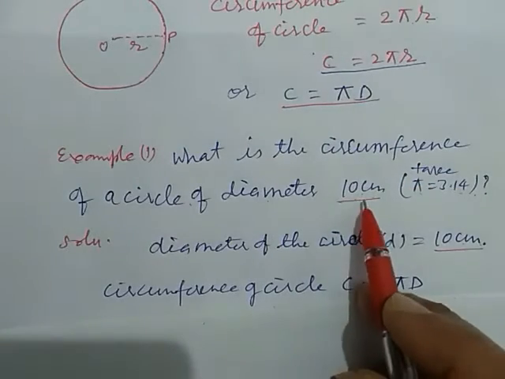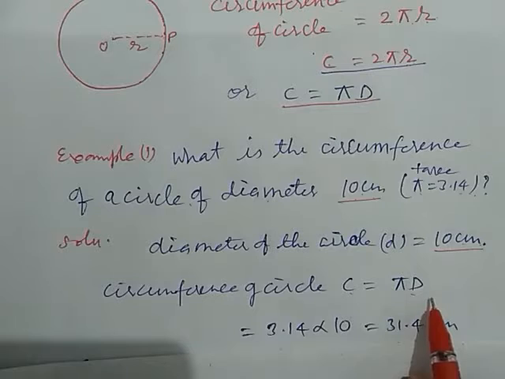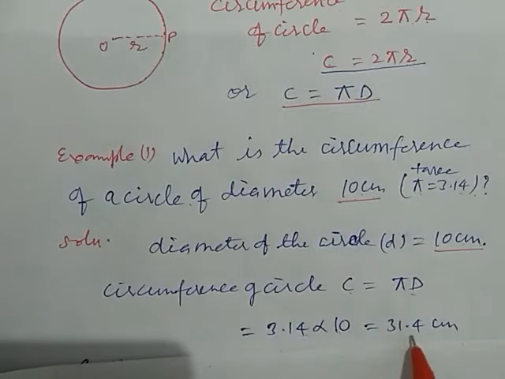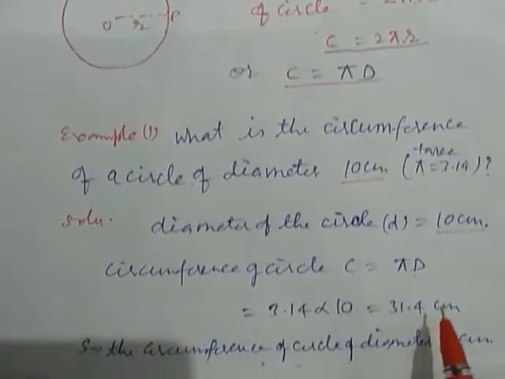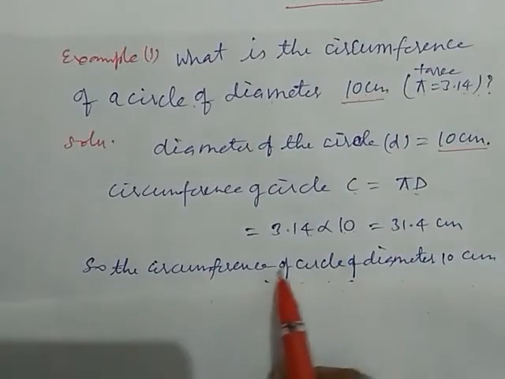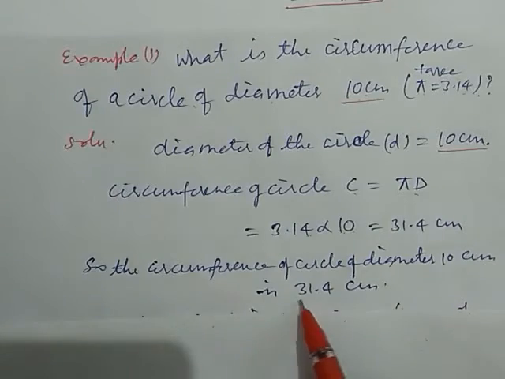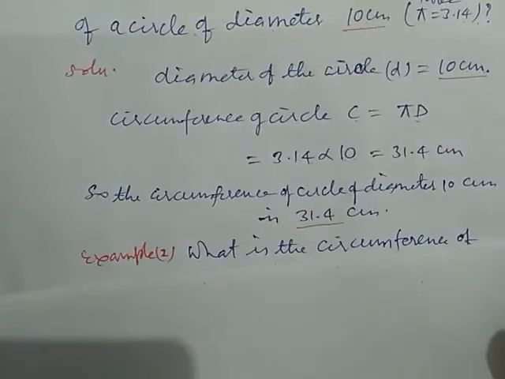Here we are provided the diameter, so we directly take the circumference of the circle C equals pi D. 3.14 is the value of pi and D is the diameter. So 3.14 into 10 is 31.4 centimeter. So the circumference of a circle of diameter 10 centimeter is 31.4 centimeter. This is our solution.